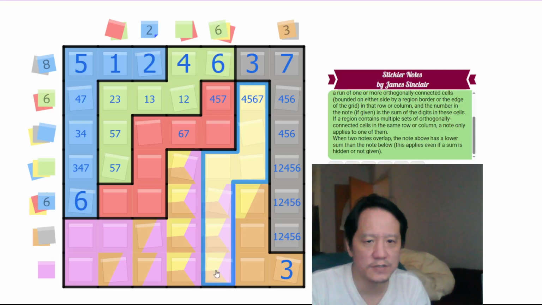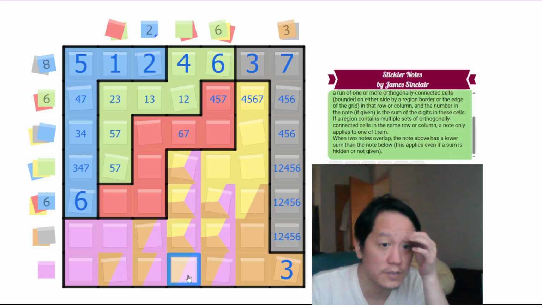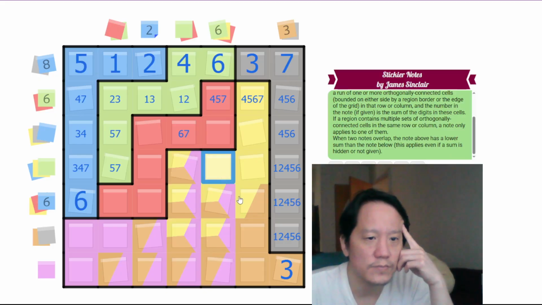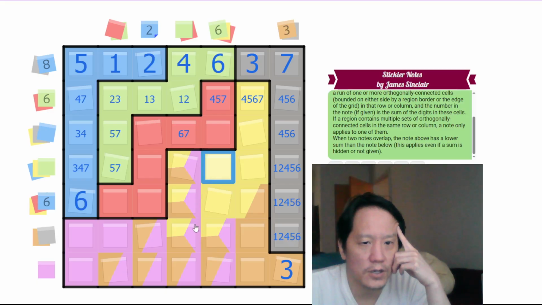4, 5, 6, 7 would block off orange, so this can't be yellow that way. 1, 2, 3, 4, 5, 6, 7 can't even reach there. So this has to be multiple yellows. So this must be yellow here. That's 5 yellows.